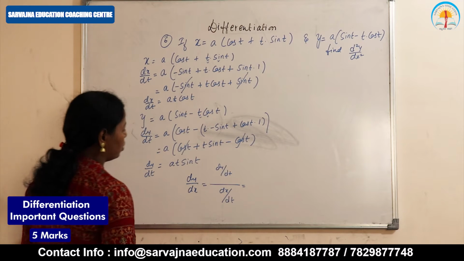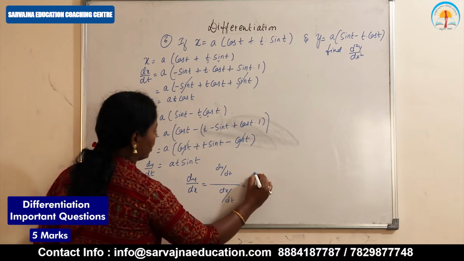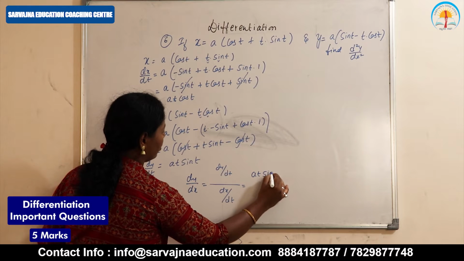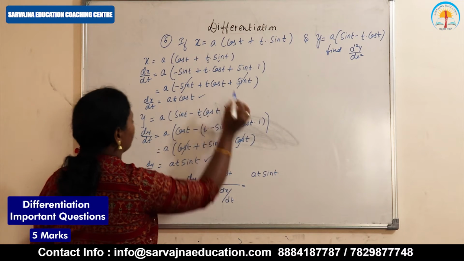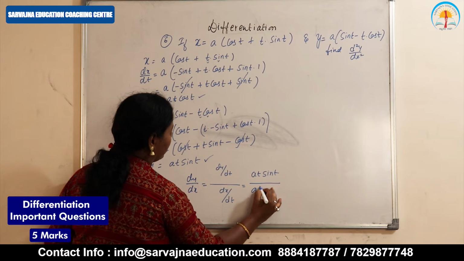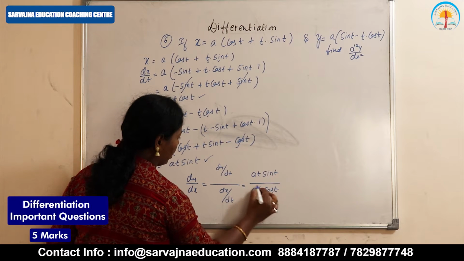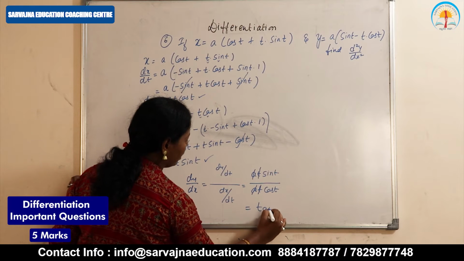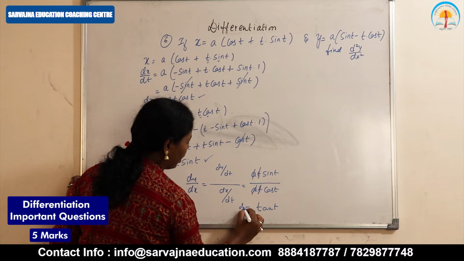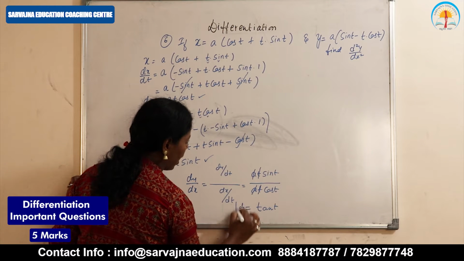Correct, right? So now I got the dy by dt as a t sin t. Correct, here I got it, no? And the dx by dt I got it here. So divided by a t cos t. a gets cancelled, t gets cancelled. I got tan t. Okay. So dy by dx is tan t.